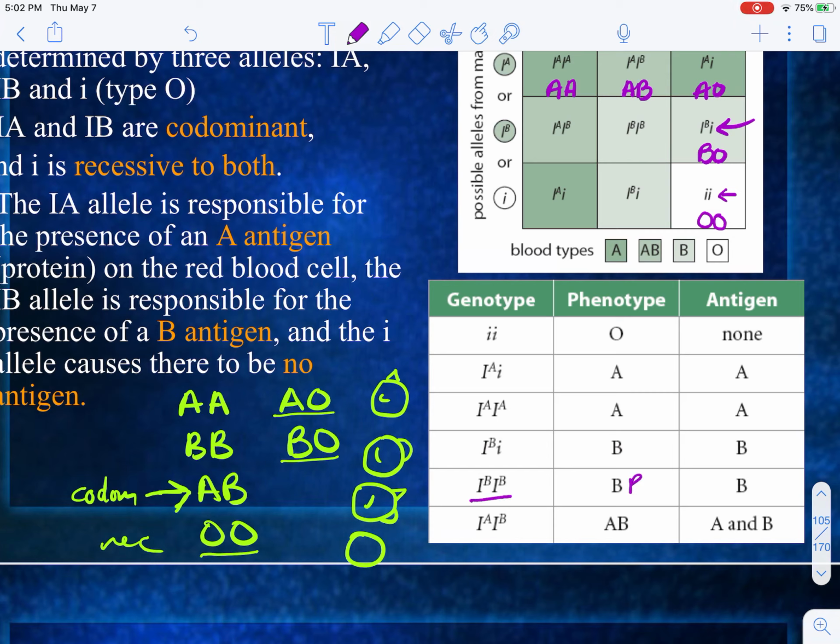Okay, so this means B and B. This means B and O. This means A and A. This means A and O. This means O and O. This means A and B.